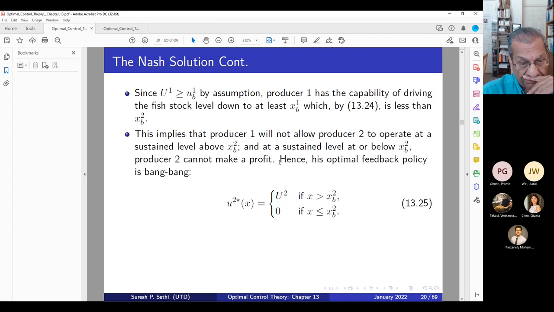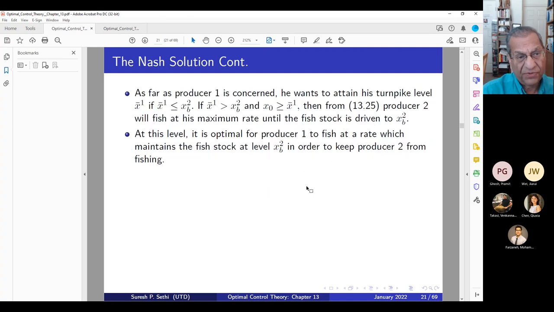So then what happens? We know that this is intuitively optimal. So we can assume this and rewrite the equations. As far as producer one is concerned, he wants to attain his turnpike level X bar 1 if X bar 1 is less than XB2. Because if it's less than XB2, he can go to this level and that guy is not going to make any profit anyway, so he's out.